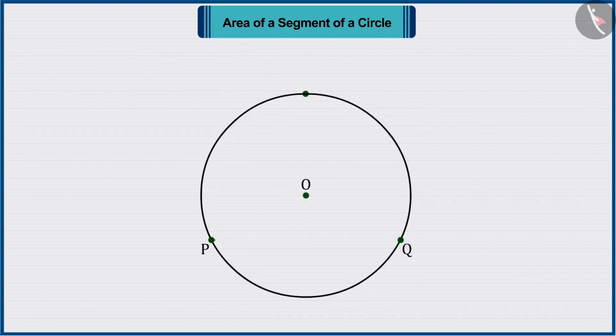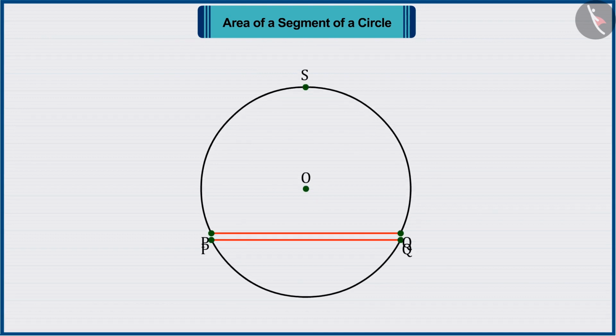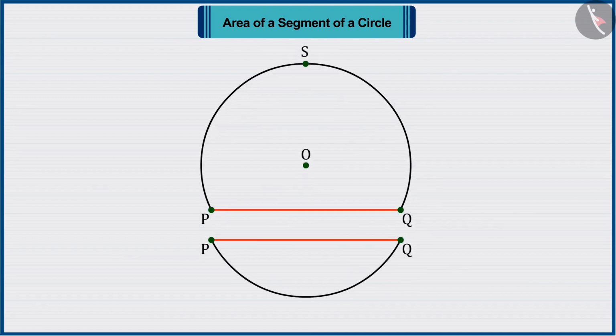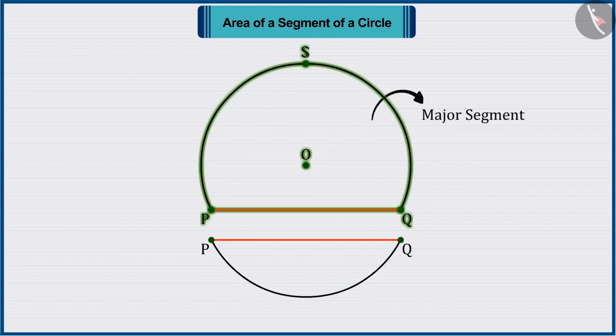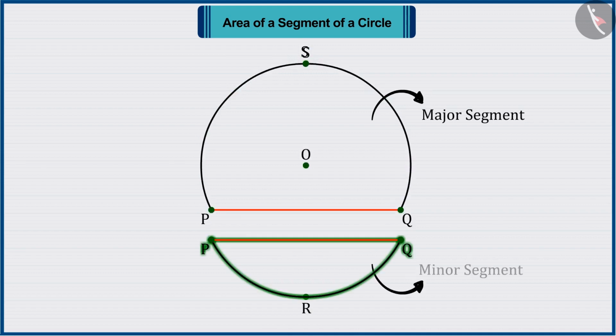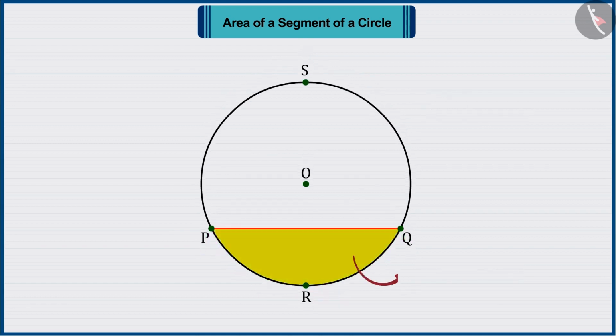As you know, a chord divides the circle into two parts, in which one part is bigger and the other is smaller, where the larger part PSQ is called the major segment and the smaller part PRQ is called the minor segment. Come, let's find the area of the minor segment PRQ.